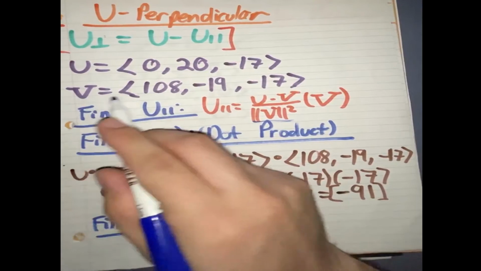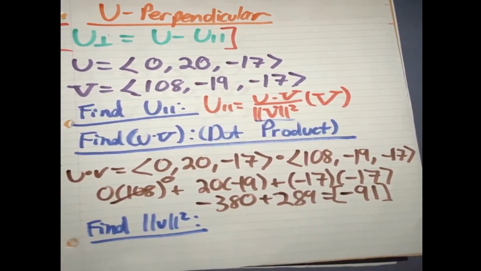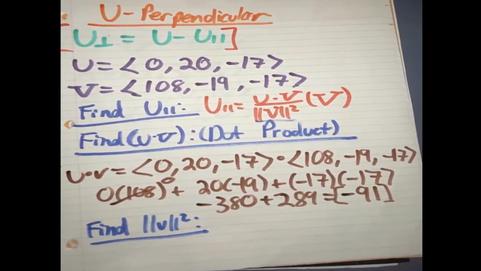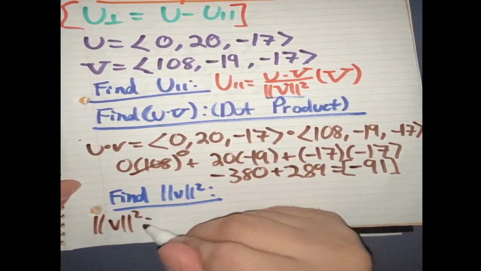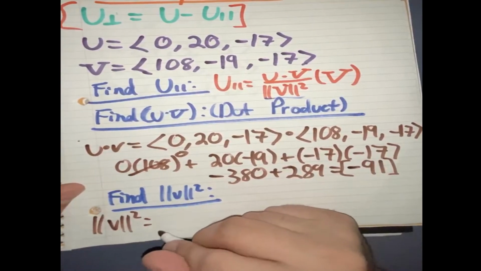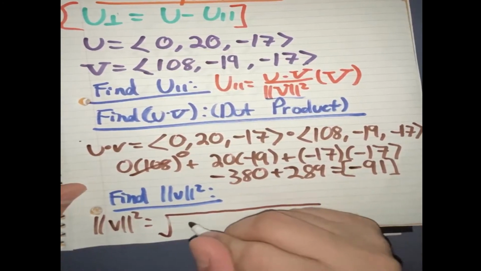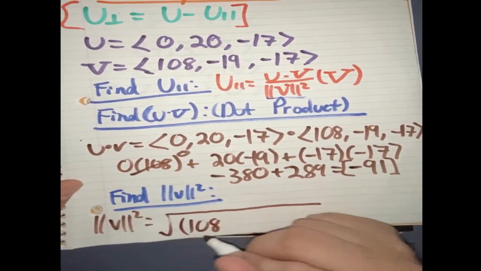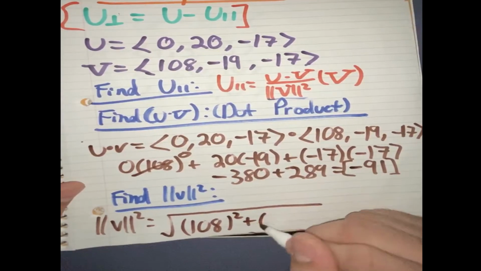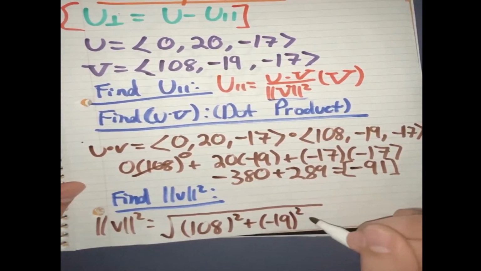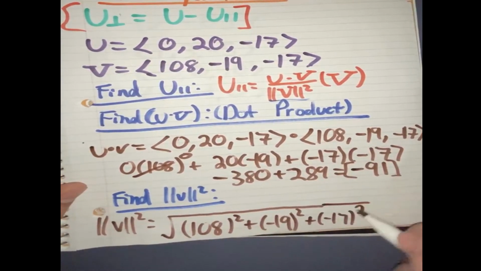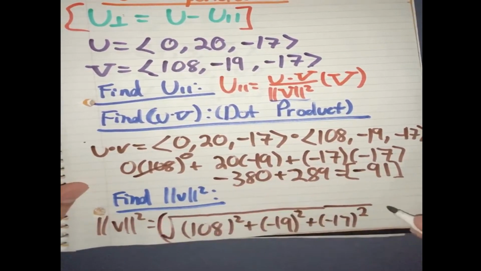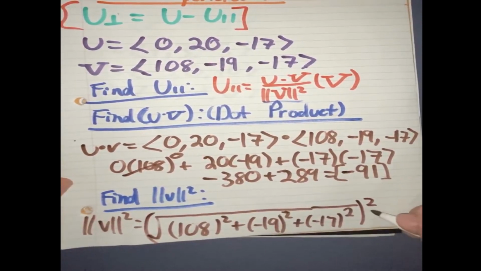So we take our vector V, which is right here, 108, negative 19, negative 17. We square the terms, add them together, take the square root, and then we square it again. So the magnitude of V squared is equal to 108 squared plus negative 19 squared plus negative 17 squared, and then all this inside a square root, but then we're going to go ahead and square it.